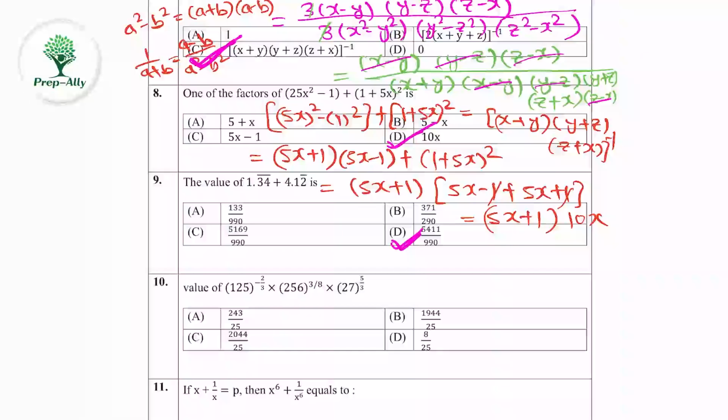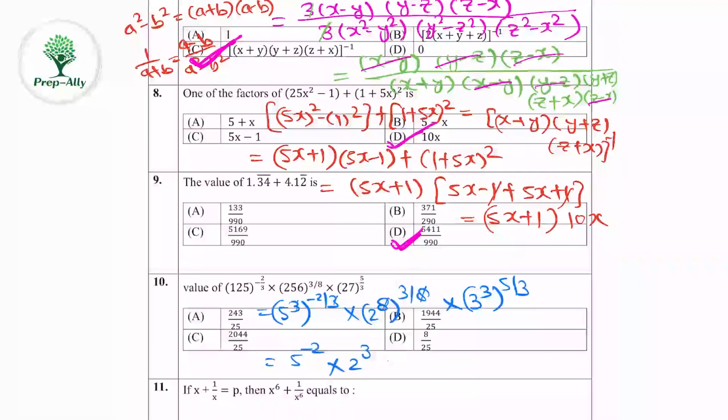Now for the question number 10, here 125 raised to power minus 2 by 3, 256 raised to power 3 by 8, 27. We can write 5 raised to power 3. So 125 we can write 5 raised to power 3 raised to power minus 2 by 3. 256, like 2, if you do the prime factorization, we can write 2 raised to power 8 into 3 raised to power 8. 27 we can write 3 raised to power 3 into 5 raised to power 3. So here we can solve, 3 and 3 we can cancel out. We can write 5 raised to power minus 2 into 2 raised to power 8, and 8 is cancel out.